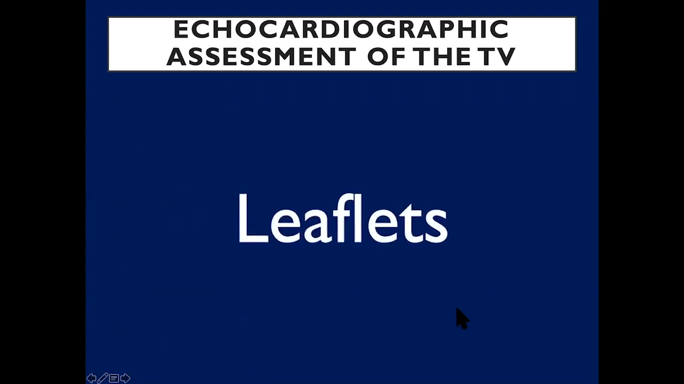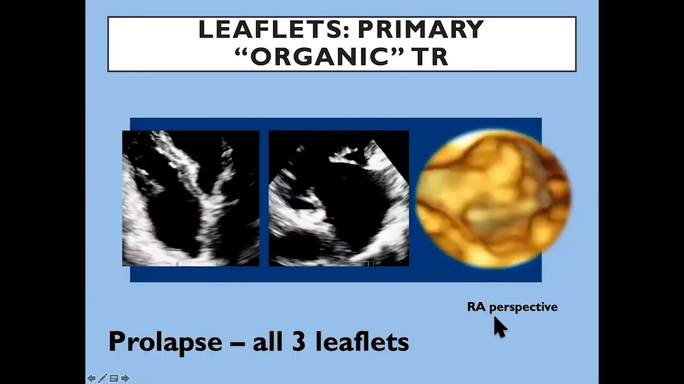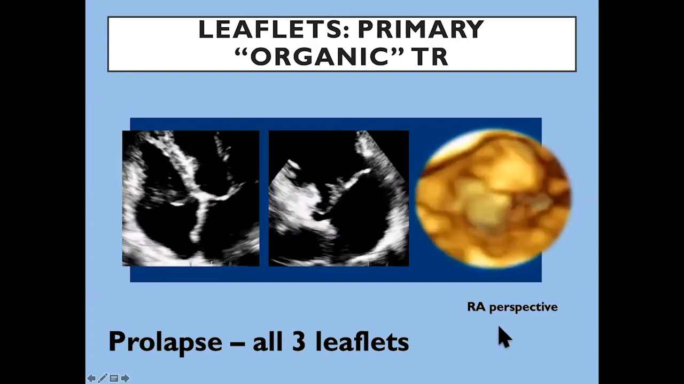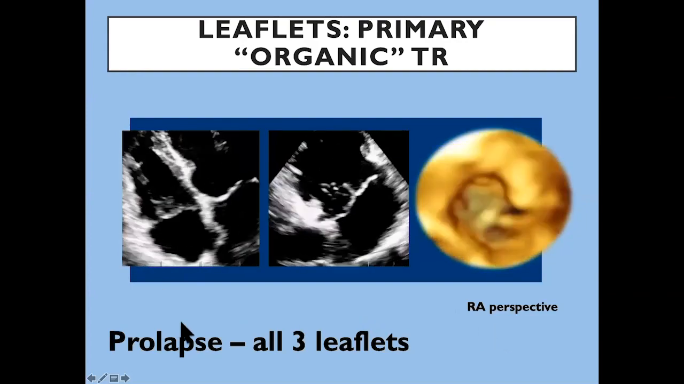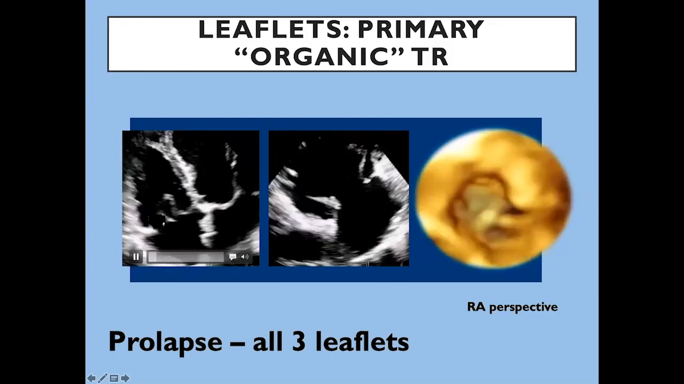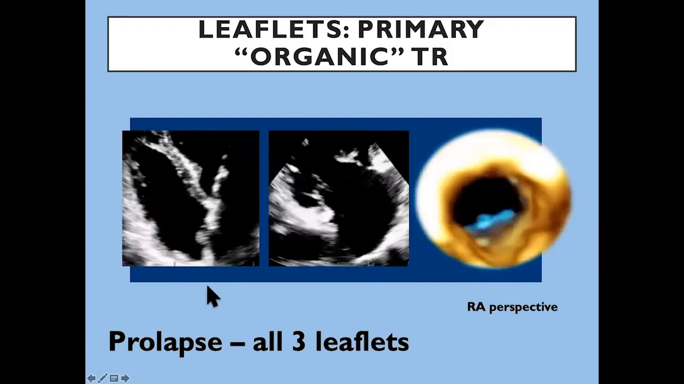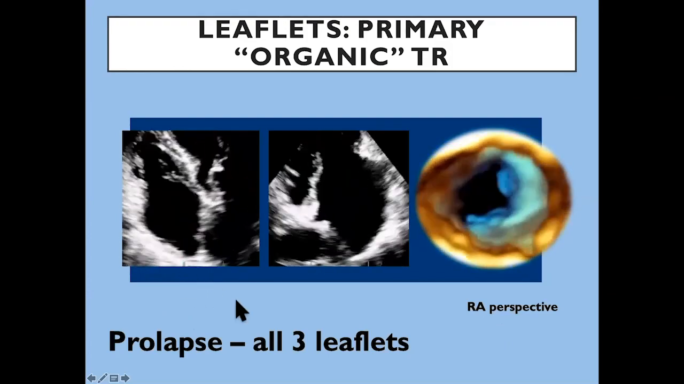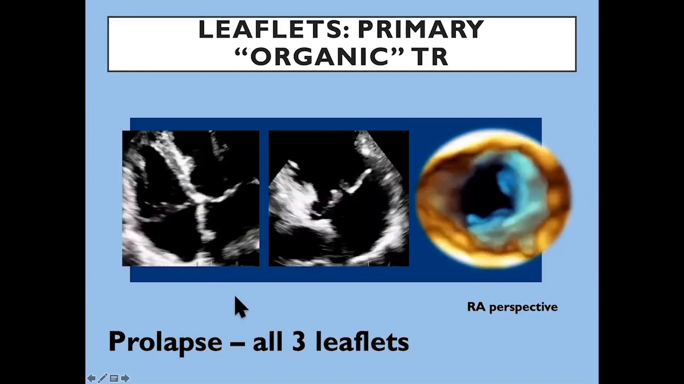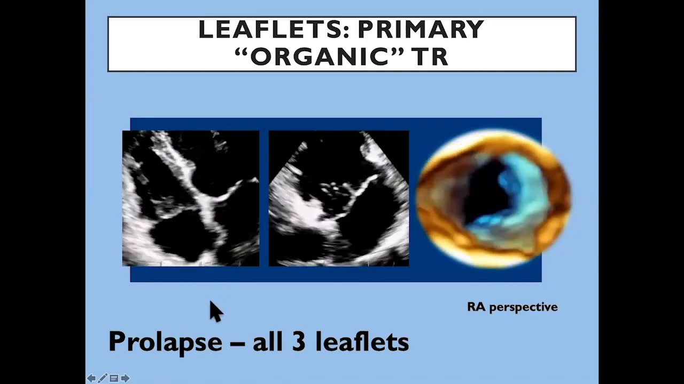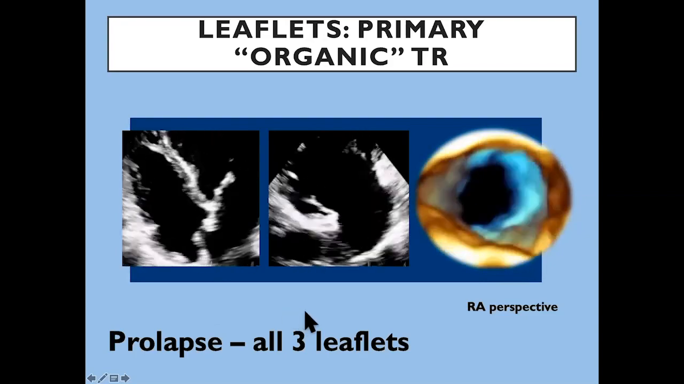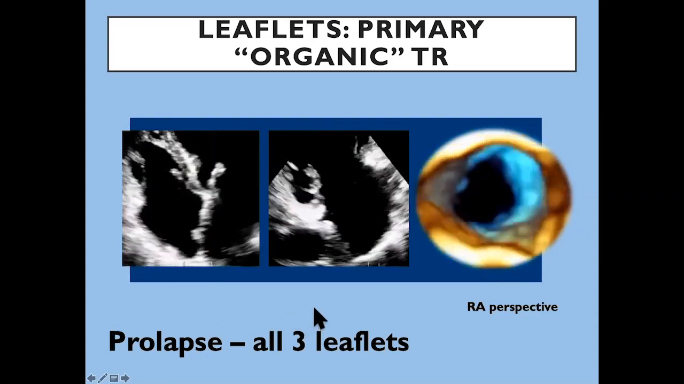So the leaflets. This is a patient with a primary abnormality of the tricuspid valve. You can see on 2D echocardiography that the leaflets are very myxomatous and thick. You can appreciate even on 2D echocardiography that there's prolapsing of the leaflets that you see. And if you look on the side here, the mitral valve also appears myxomatous and thickened.